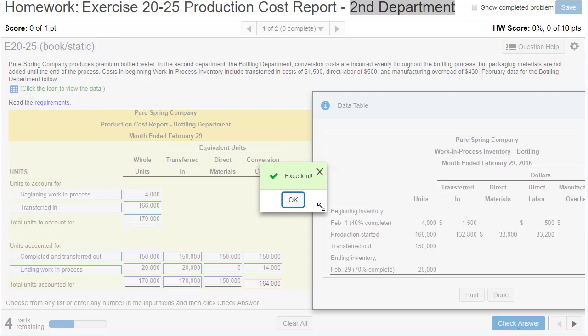Okay, in the next video we're going to continue and we're going to do the costs. So right here all we've done is just the equivalent units.